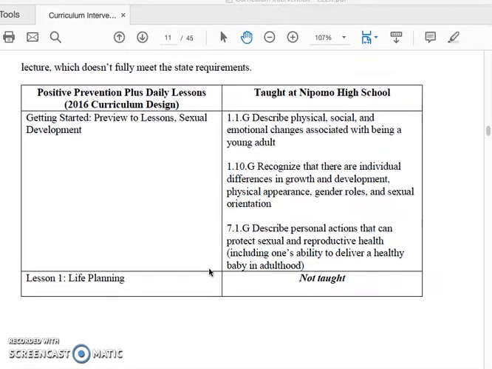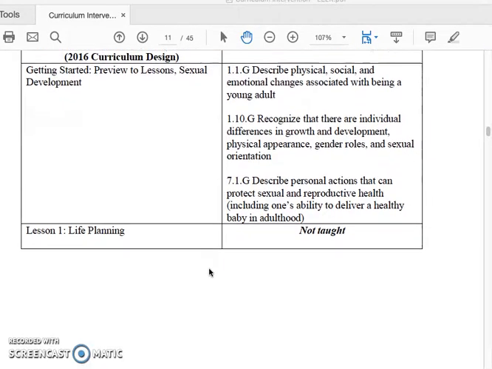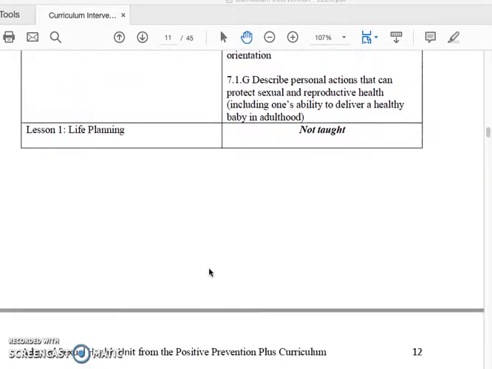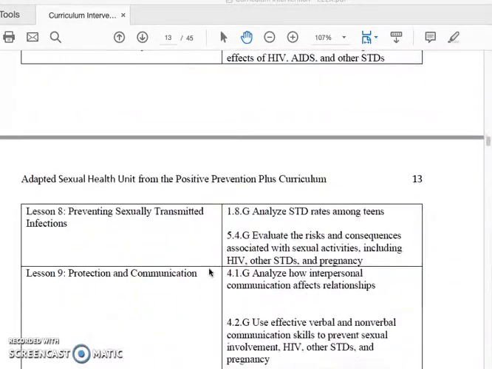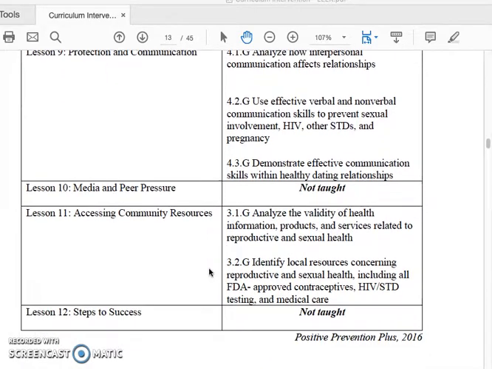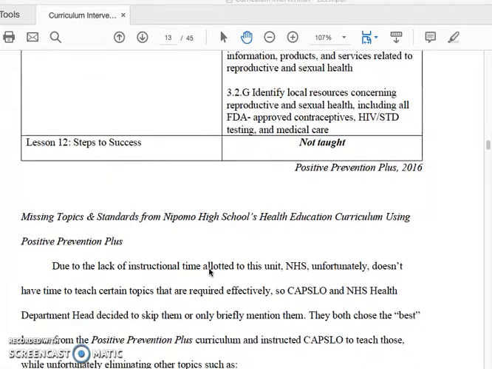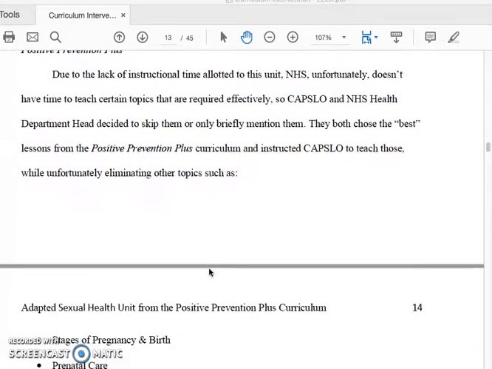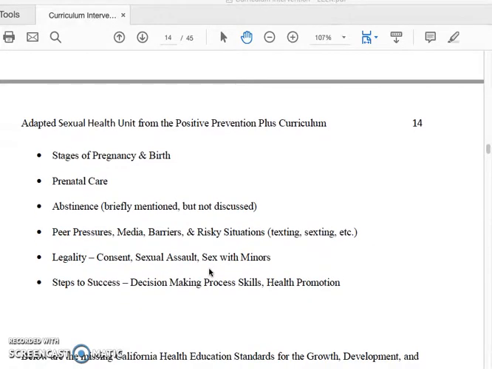If you look at the lessons on the right, those are the lessons taught at our school with this curriculum, and the lessons on the left are what's actually designed in the 2016 version. So you can see that lesson one is not taught. You can also see that lesson 10 is not taught, which is a huge one about peer pressure, and lesson 12, so it doesn't provide any students with success or goal setting and how to overcome these. These are just some other topics that are not mentioned.